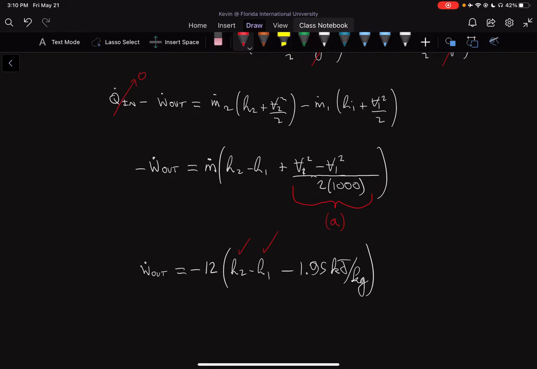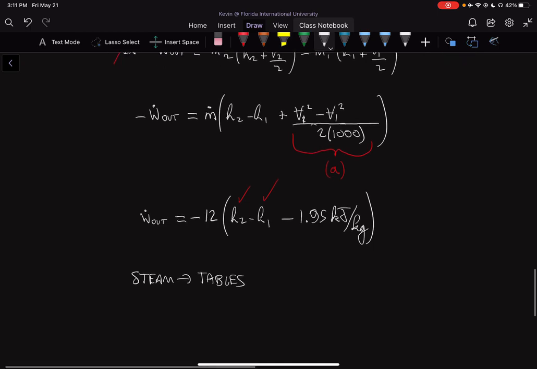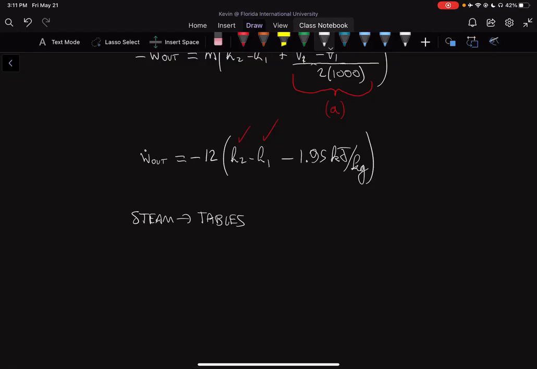So we have to find h1 and h2. How do we find h1 and h2 for steam? Well, we're going to go to our tables because we have steam, which is water. So for h1, we know that at state 1, we have P1 is equal to 4 megapascals, and at temperature 1, we have 500 degrees Celsius. So from this, in the tables, we can find that h1 is equal to a certain value. So we're going to go to our tables and figure it out.